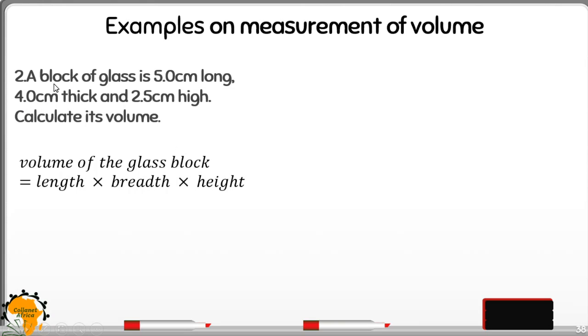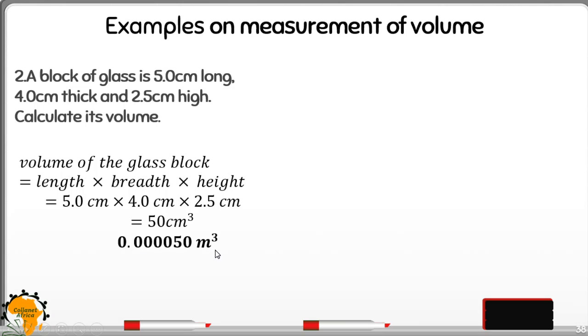Now, when you want to get the volume, we just apply the formula. Length times breadth times height. Substitute the values. Remember, we have said that whenever you are dealing with calculations, always start with the formula and then you substitute. After substitution, then multiply your values. 5 by 4 by 2.5. You get 50 cubic centimeter. You convert that into SI unit.